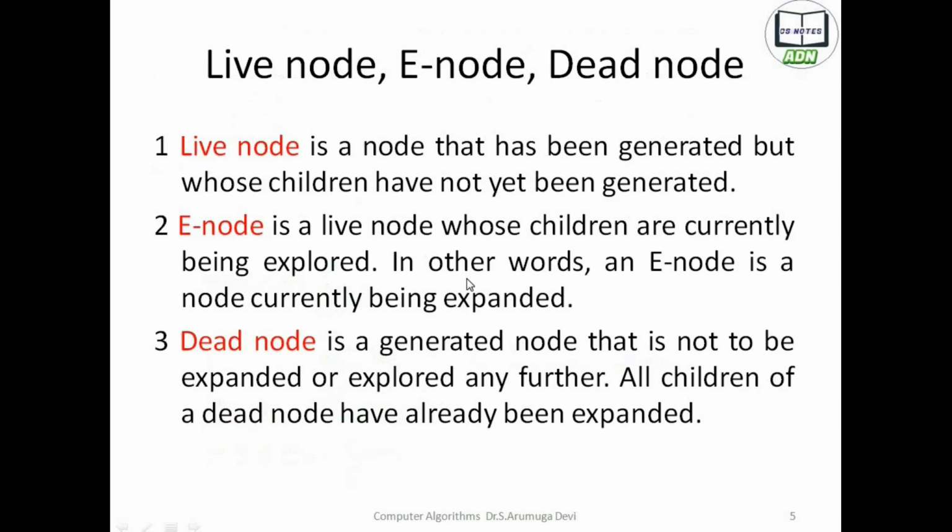And what is a live node, what is an E node, what is a dead node? A live node is a node that has been generated but whose children have not yet been generated. The node is only generated but its children are not explored. But an E node is a node currently being explored, that means we are currently expanding that node. A dead node is a node that is not to be explored any further. It's the killed node. We cannot proceed further from that node.